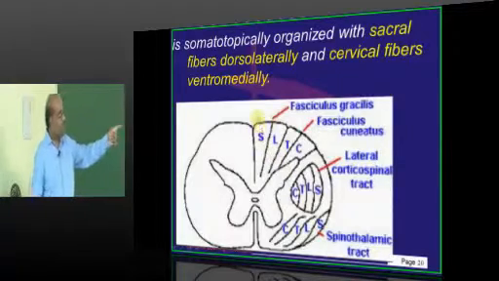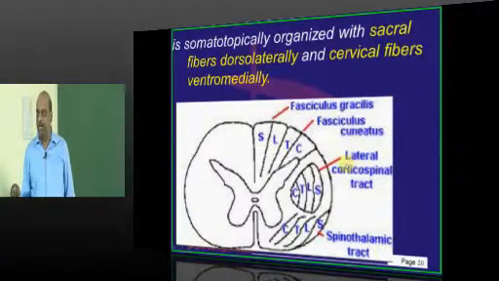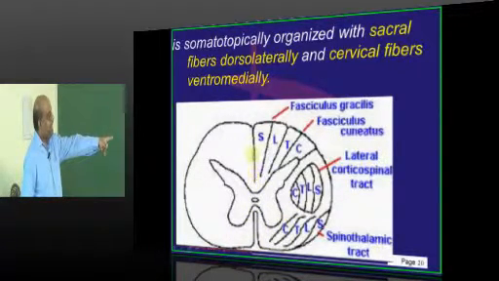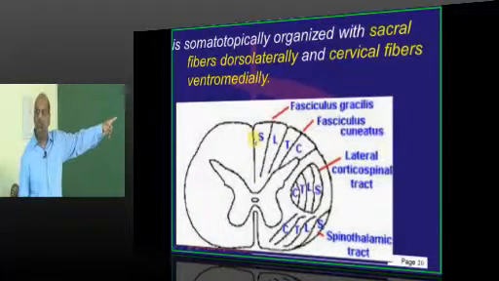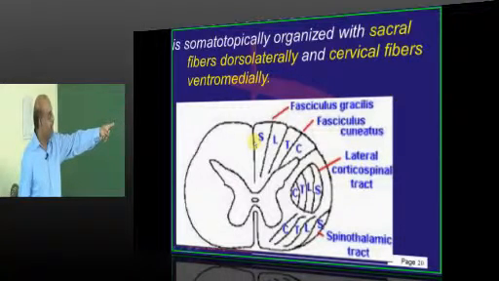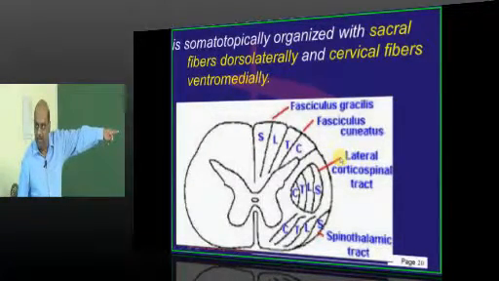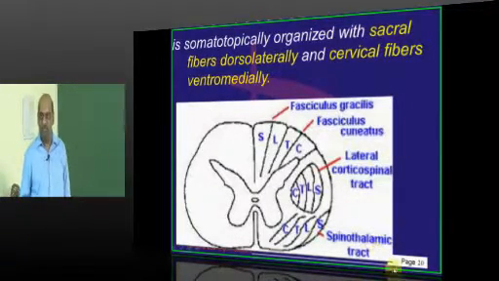Then how is it in the fasciculus gracilis and cuneatus, for touch and vibration, we said? Typically the sacral fibers are located medially, opposite to that of the anterolateral spinothalamic tract. Cervical fibers are located more laterally. So this is the difference between the two.